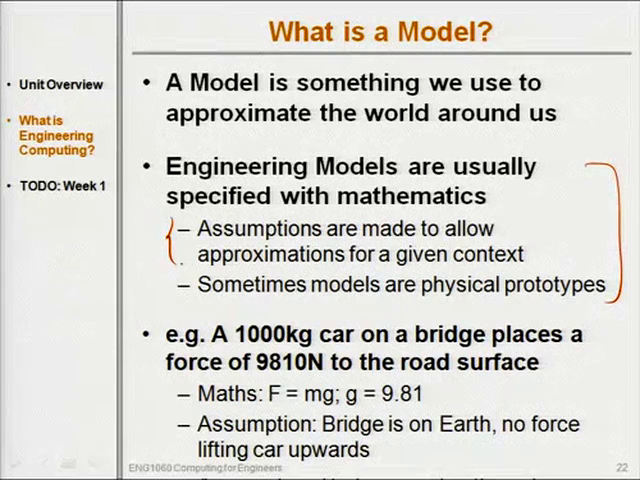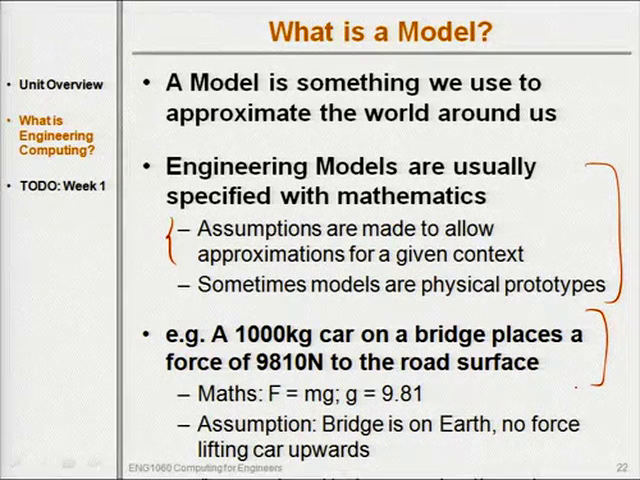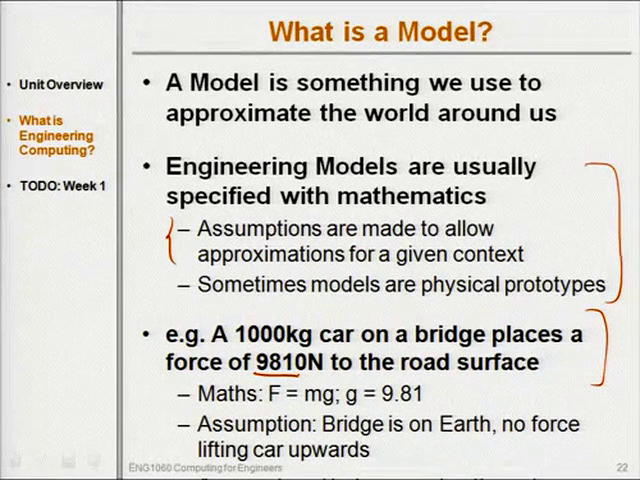So the number of assumptions depend on what we are trying to solve and at what level we are trying to solve it. For instance, if we are looking at designing a bridge, and there's a 1,000 kilogram car on a bridge, it places a force of 9810 Newton to the road surface. So using that, we can design what sort of road surface to put in. Okay, so how thick should the concrete be, etc., or not concrete, but asphalt.